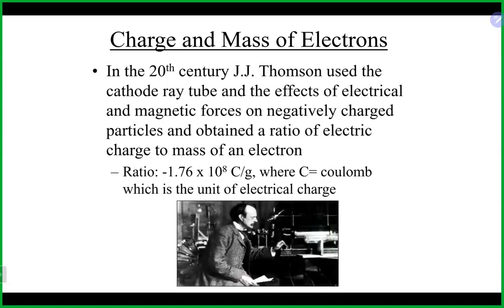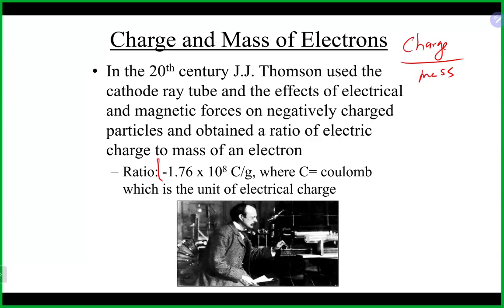But one person that used the cathode ray tube to really explore the electrons was a guy named J.J. Thomson. And there he is staring at his cathode ray tube. He was able to use the effects of the electrical field and magnetic field on this cathode ray tube to explore the electron. And he was able to come up with the charge to mass of an electron. So one of the important things that came out of Thomson's work was the charge to mass of an electron.